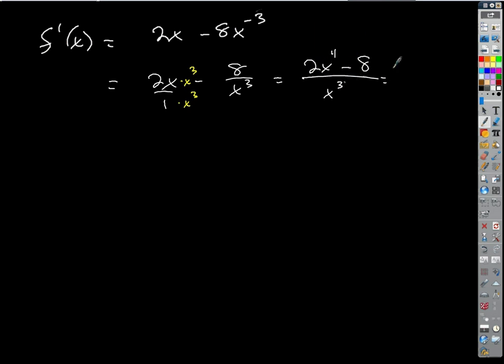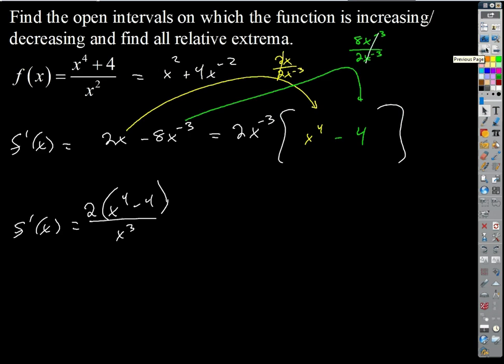Over x cubed. If I factor a 2 out, there's my 2 times the quantity x to the 4th minus 4 over x cubed. I mean, you take your pick, right? Yeah, there's any number of ways we could come up with that. But once we're there, okay, now what? Okay, now we've got our first derivative.